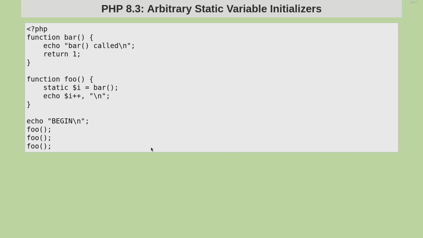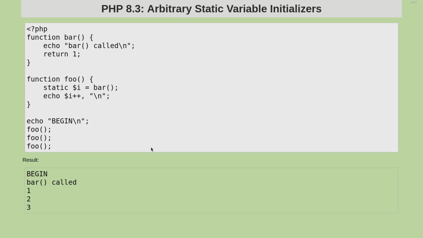But now in 8.3, we clean this up. You can't declare a static variable of the same variable name more than once. And also it is guaranteed to always be executed once when the function or method gets called for the first time. So the output of this is going to be "begin". That's where the echo is. First time we call foo, the static $i will get initialized with the return value of bar. And of course we then get bar called, but you don't get that for subsequent invocations of foo.